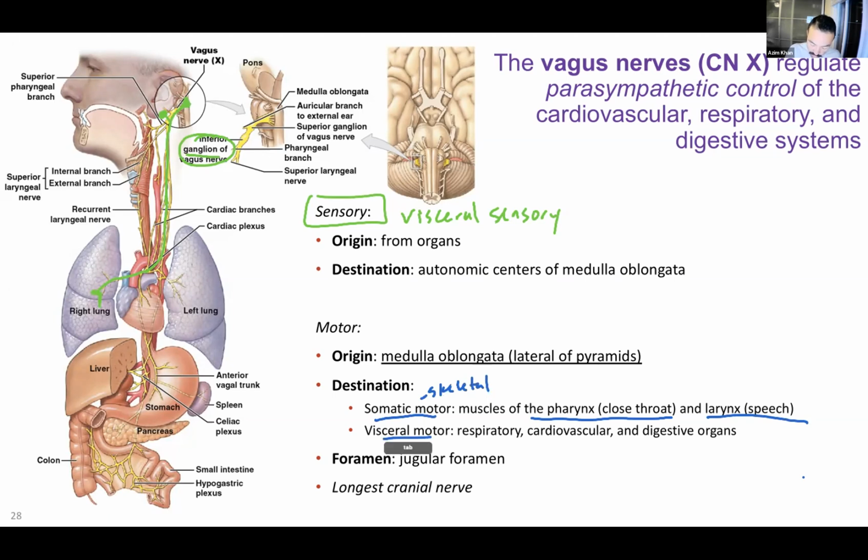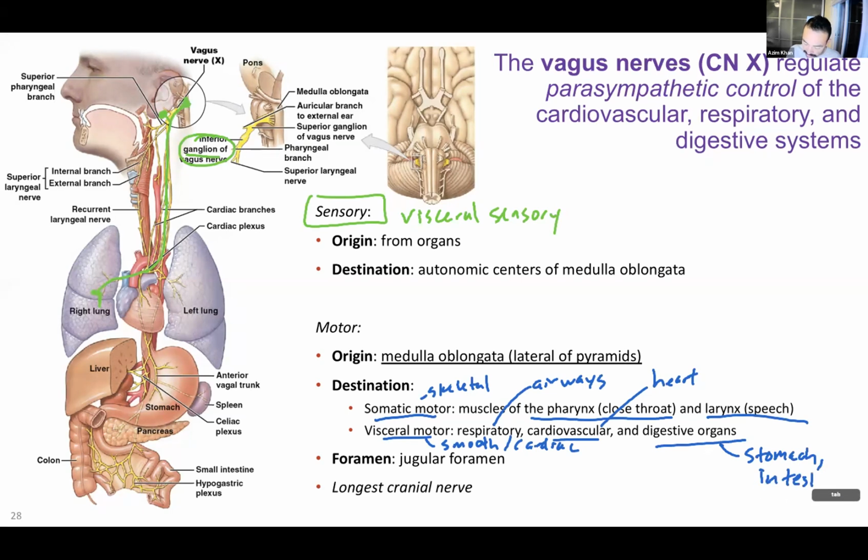For visceral motor, we're controlling smooth muscle or cardiac, because we'd be controlling muscles for breathing. Well, I guess that would also be skeletal, but muscles for breathing, or no, sorry, not for breathing. This would be for your airways. Your airways are lined with smooth muscle. Cardiovascular would be heart and digestive organs, stomach, intestines, stuff like that. There's more to it than that, but those are just some prime examples.